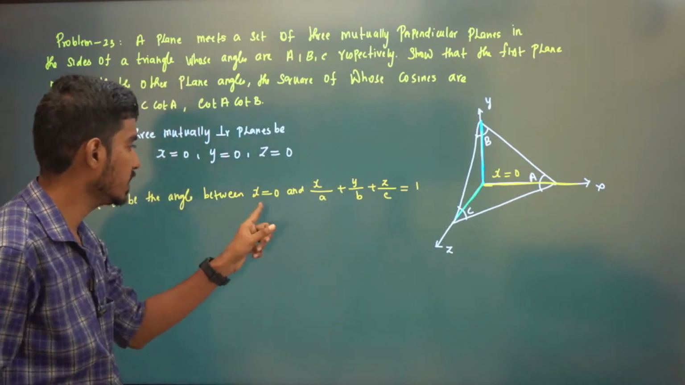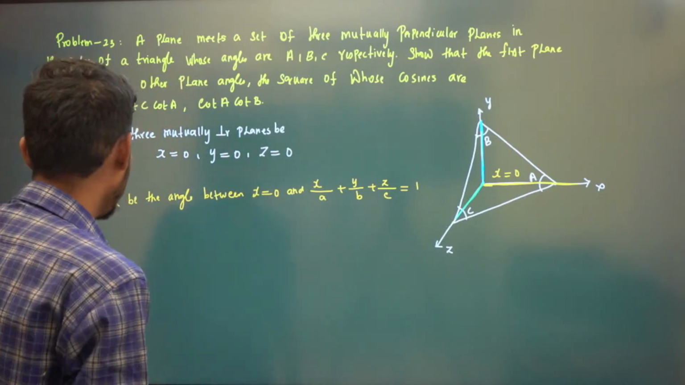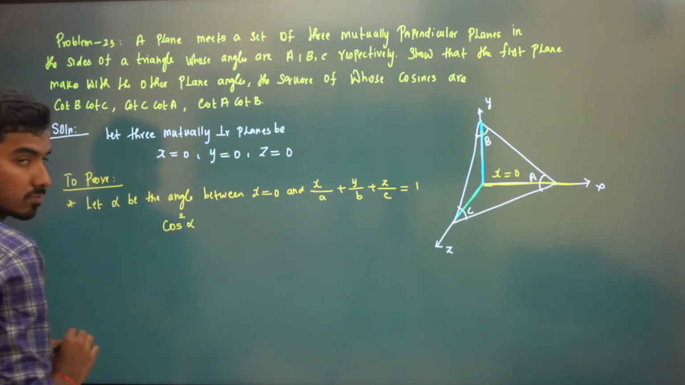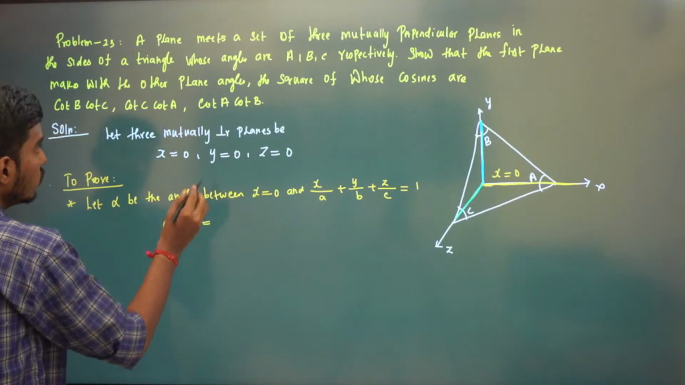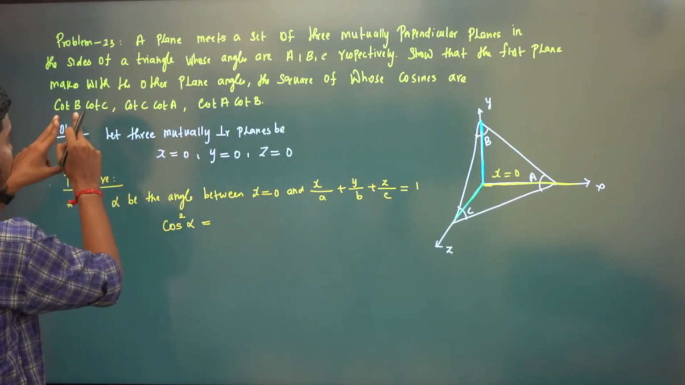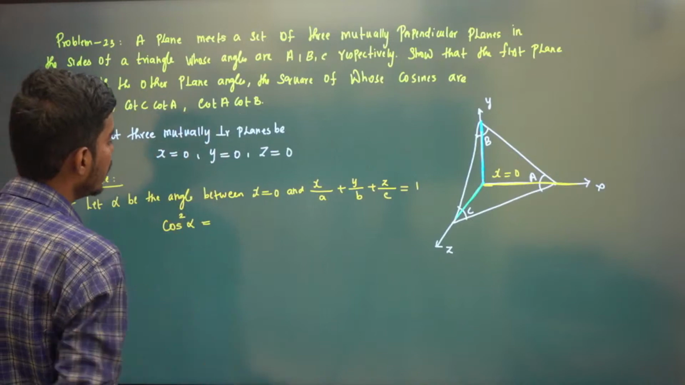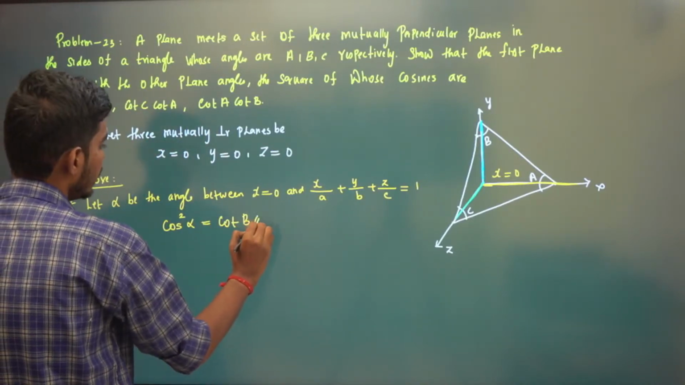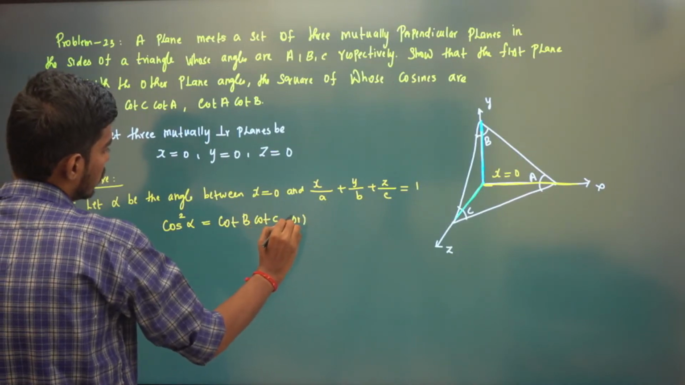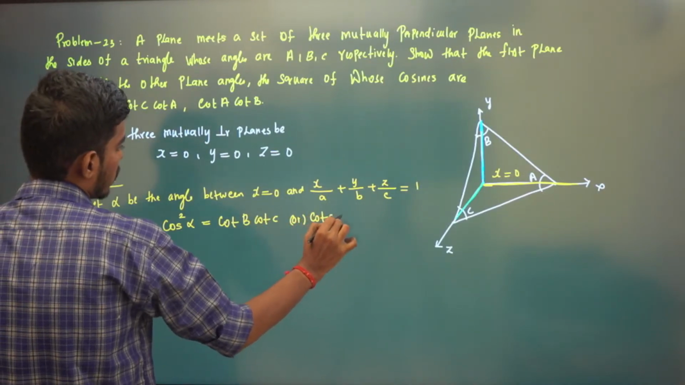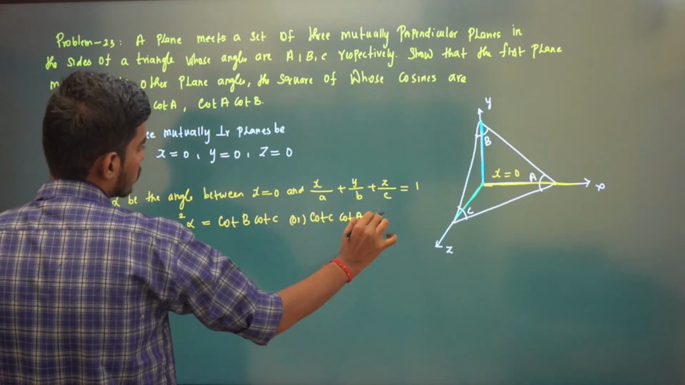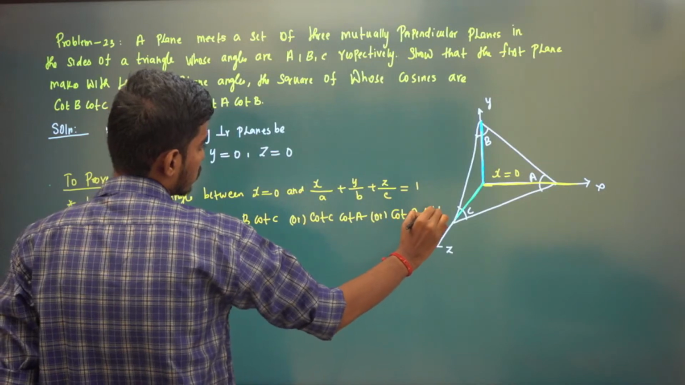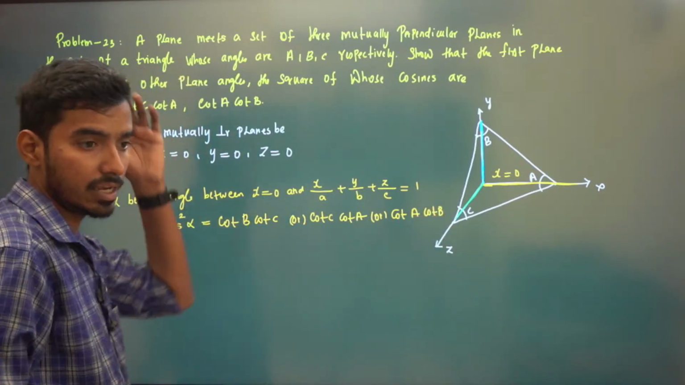What is cos alpha? It is nothing but the angle between the two planes. Now we need to find cos alpha and square it. That will be equal to either one of these three: cot B cot C, or cot C cot A, or cot A cot B. Right? It will fall in any one of these.